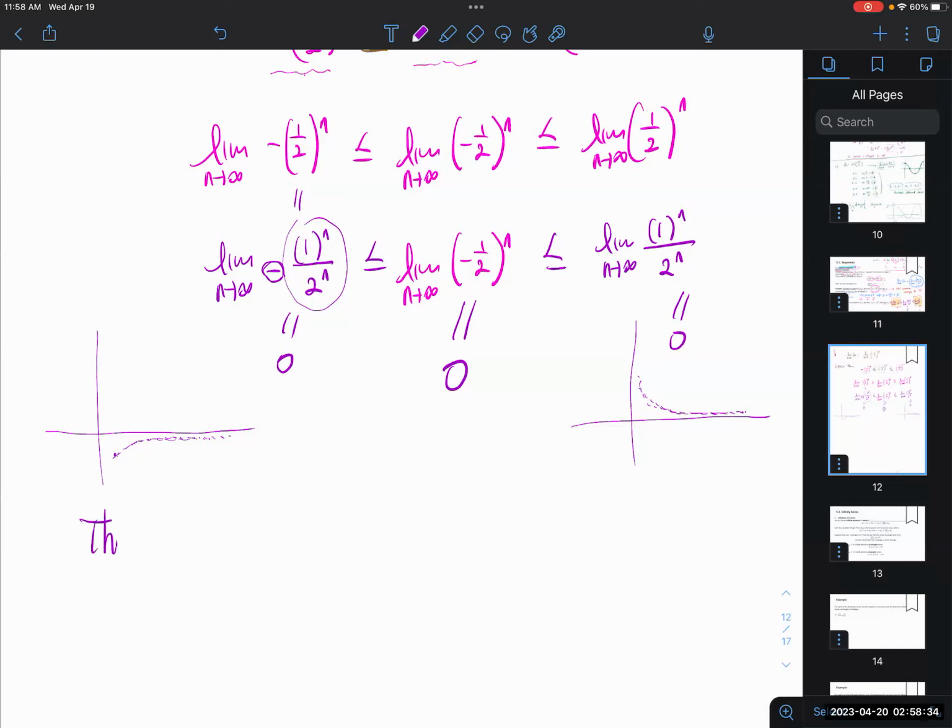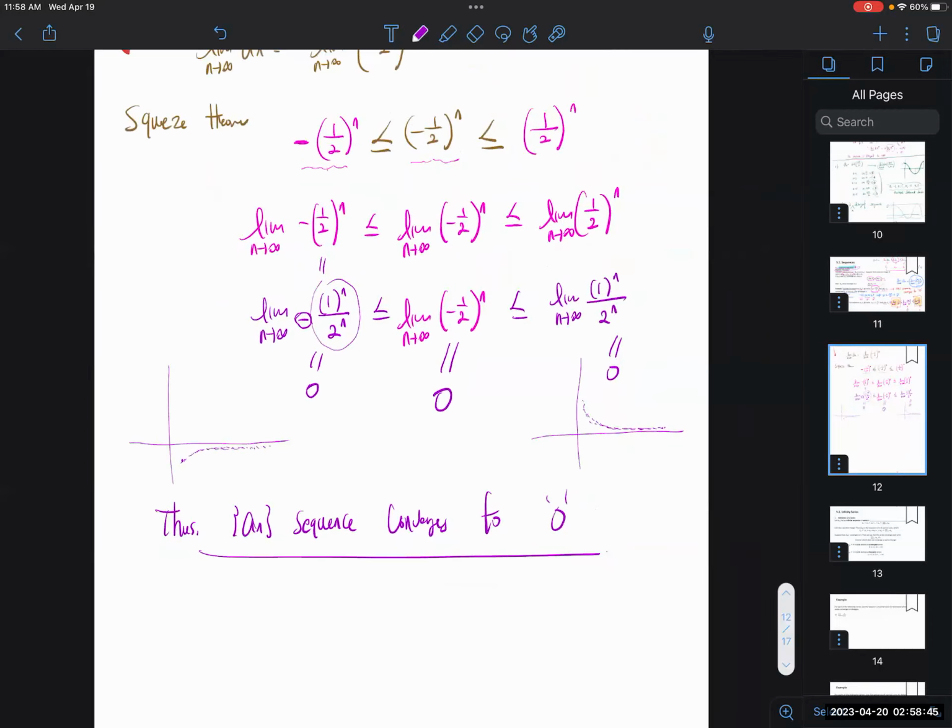So thus, the a_n sequence converges to 0. That's our finalized answer.